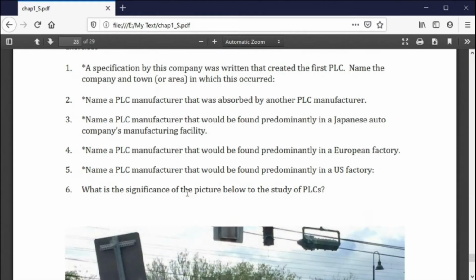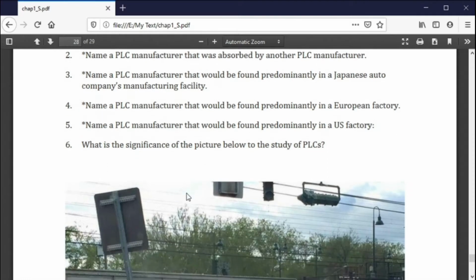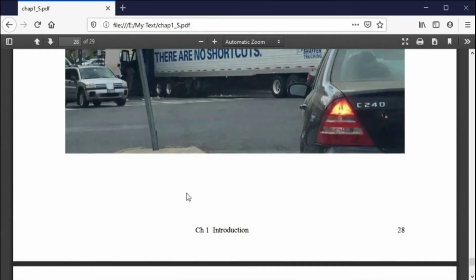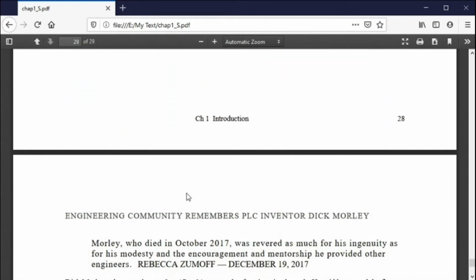So some of these questions you can just review if you want to. There's nothing in here that you have to know, but one question I've asked before out of this chapter is something about names. Typically, who was the inventor of the programmable controller? Richard Morley, Dick Morley.